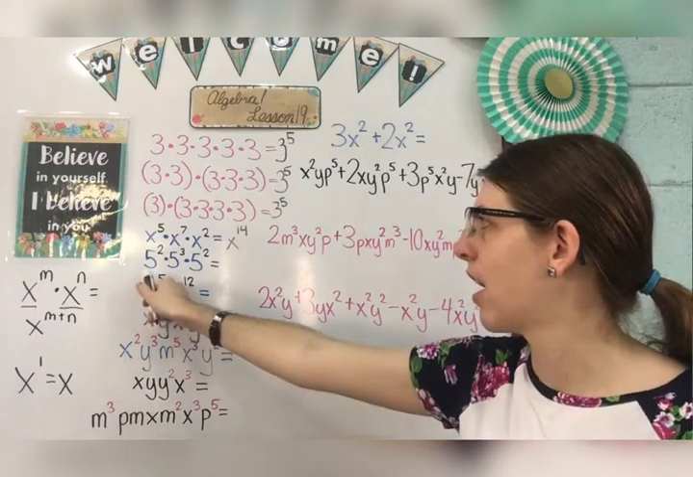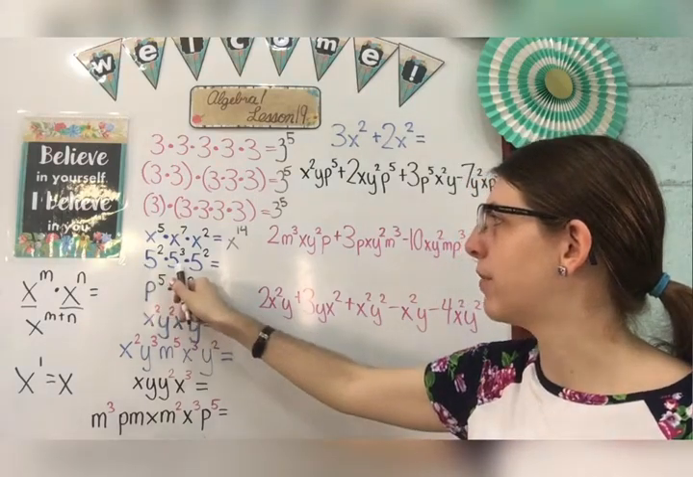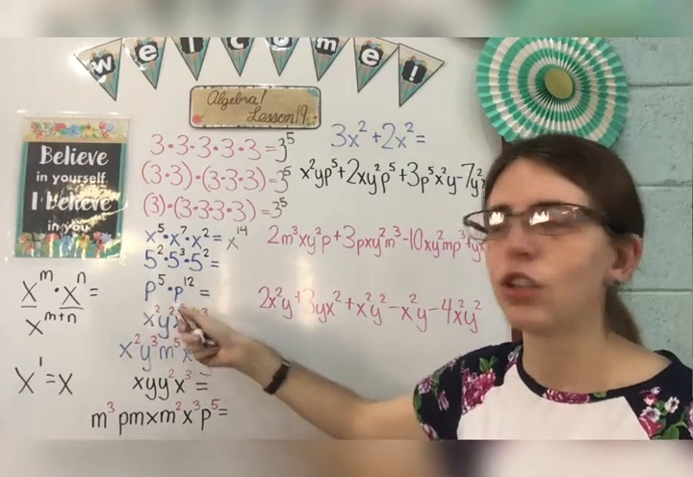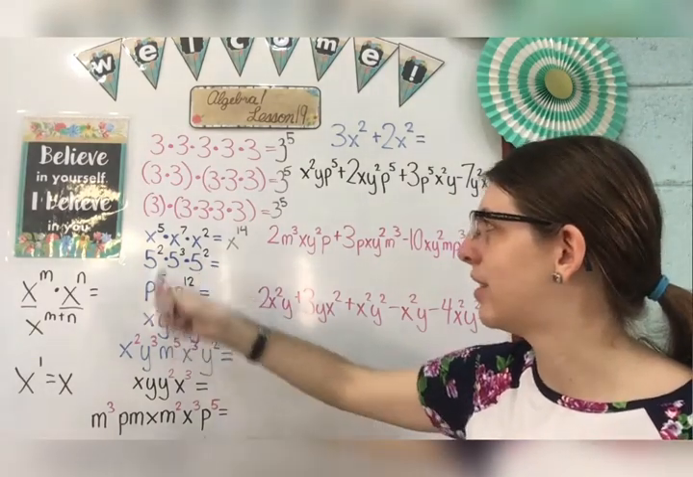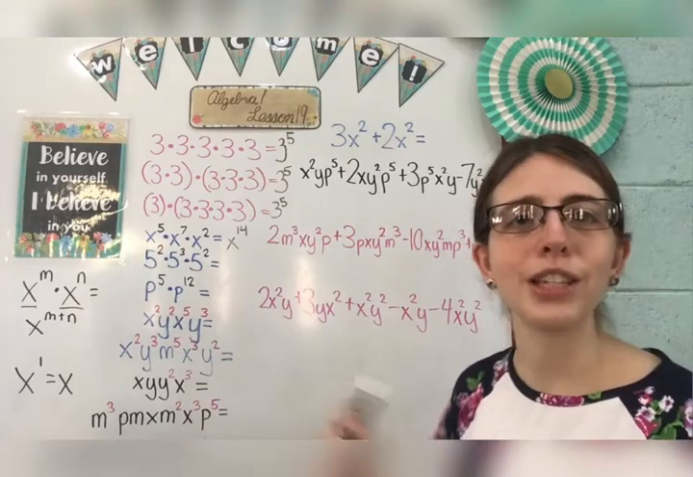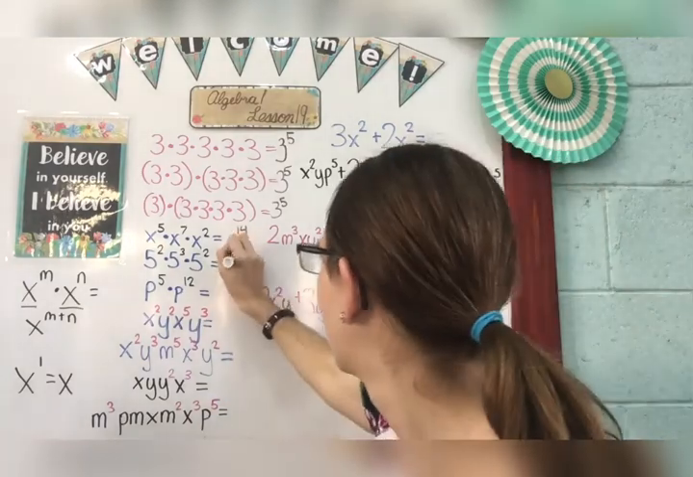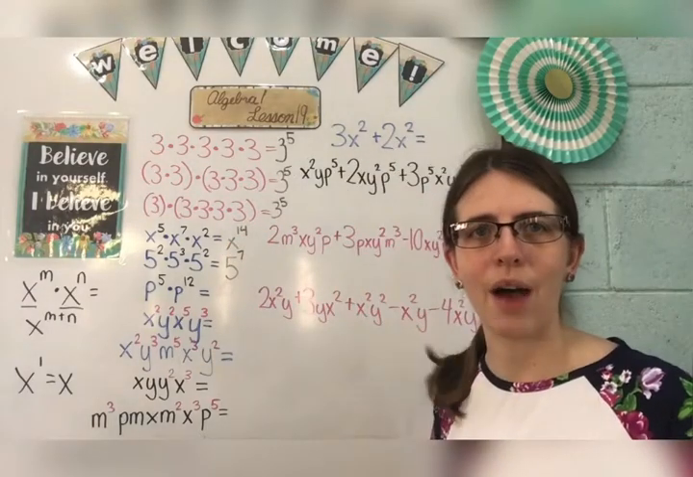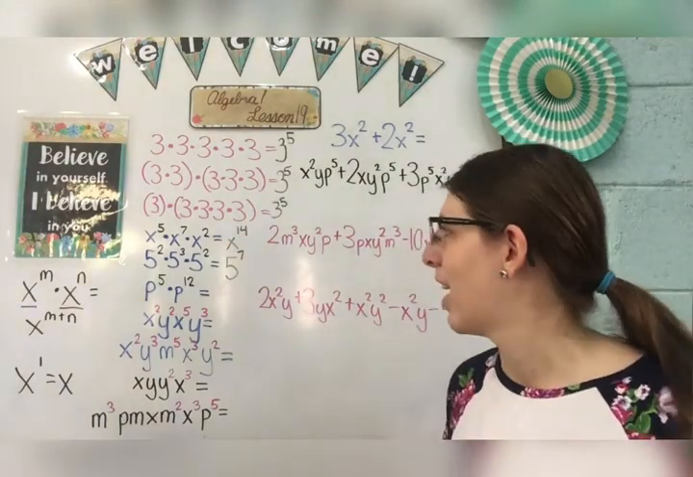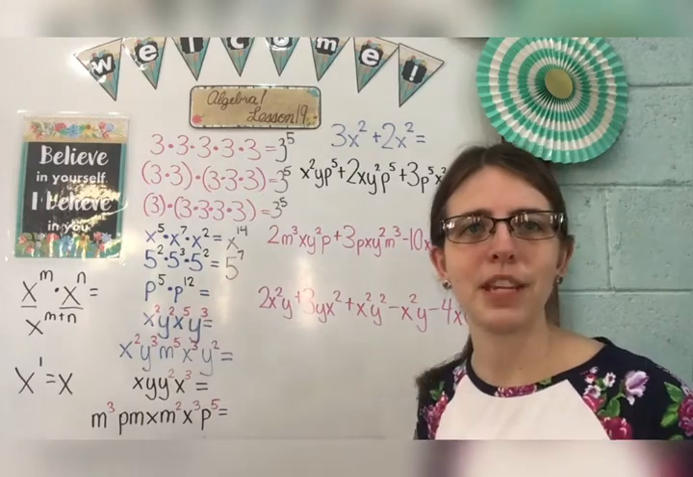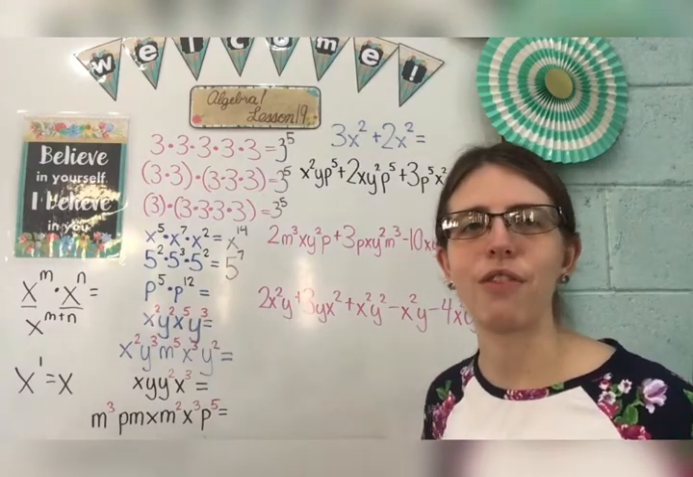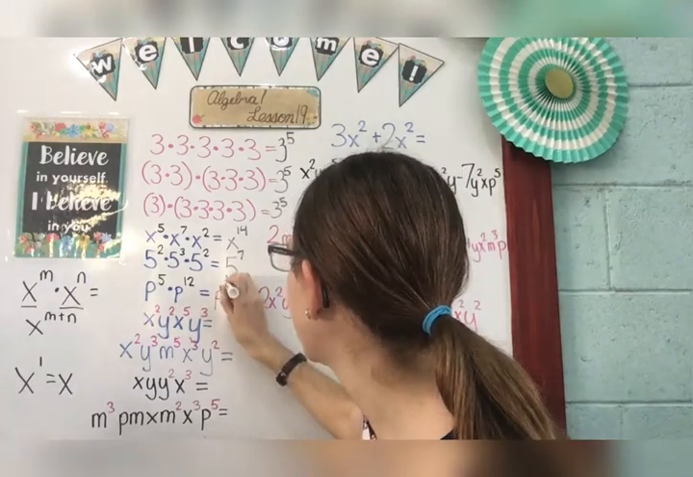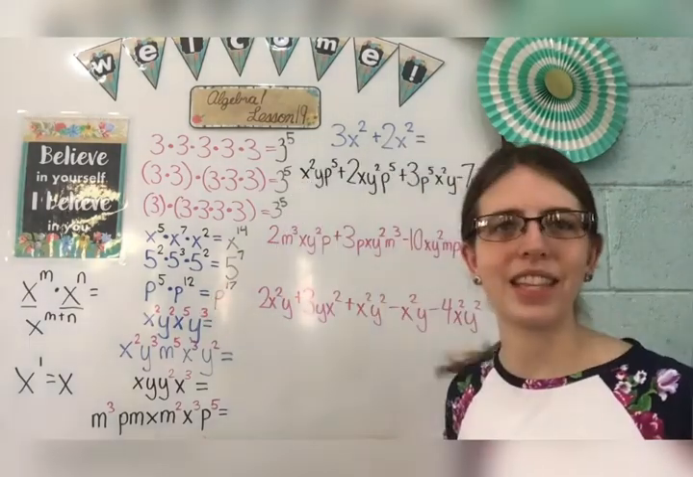Let's look at this one. 5 squared times 5 cubed times 5 squared. Same base, so all I need to do is add the exponents. 2 plus 3 is 5, plus 2 more is 7. 5 to the 7th power. Okay, how about this one? P^5 times P^12. All I need to do is add the 5 and the 12, and I get P to the 17th power.